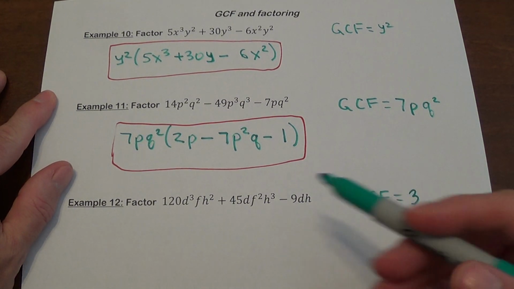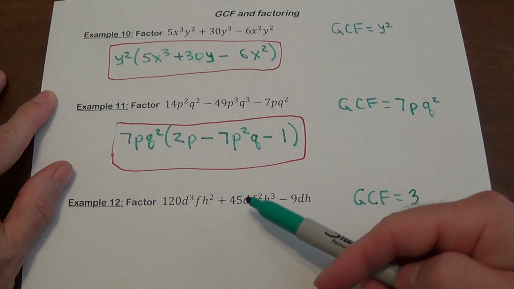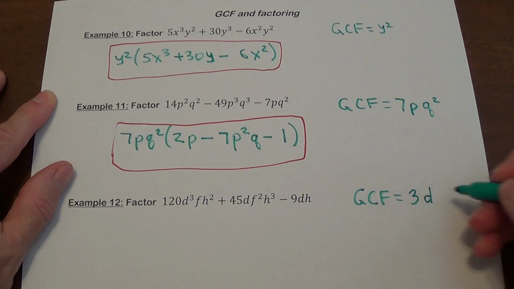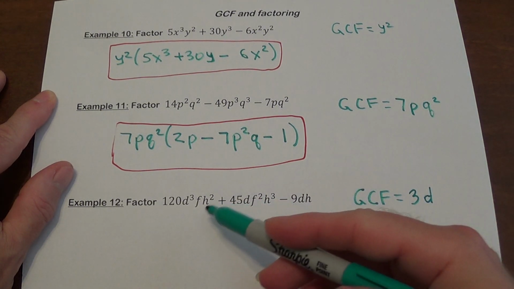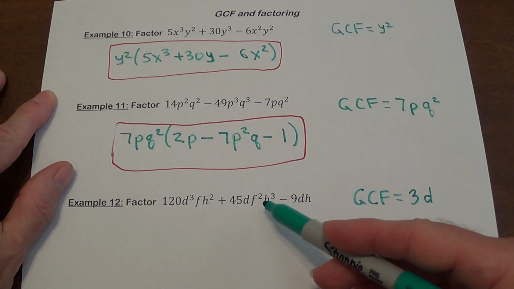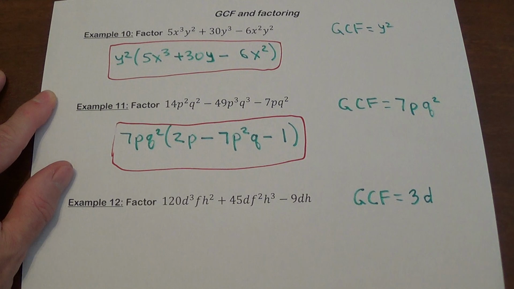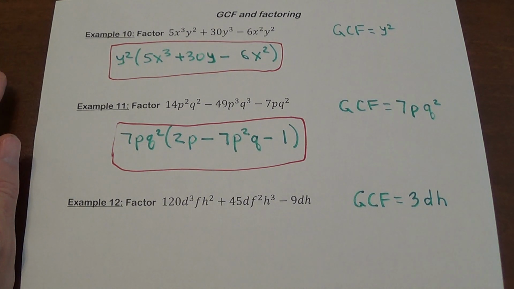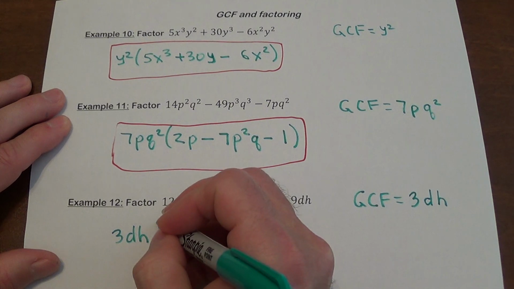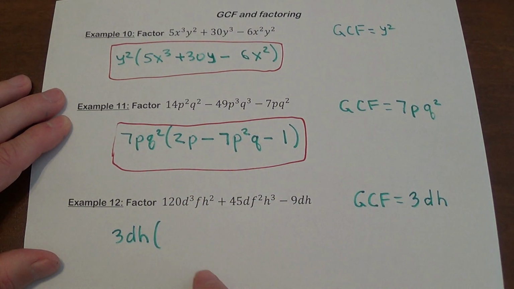How about the letters? Now let's see, we have d cubed, 1d here and 1d here. So we're going to have to go with the lowest exponent, so it's just 1d. F squared, but no f here, so f cannot be used. H squared, h cubed, h. You have h in every term, but the lowest exponent is 1, so just h. That is our greatest common factor. So 3dh is factored out.